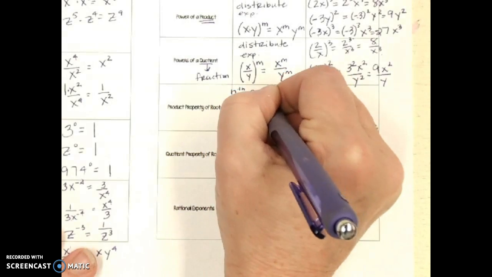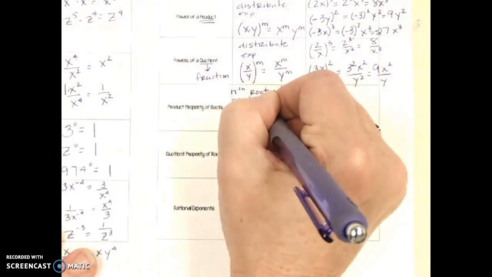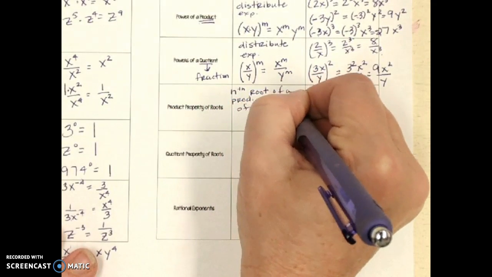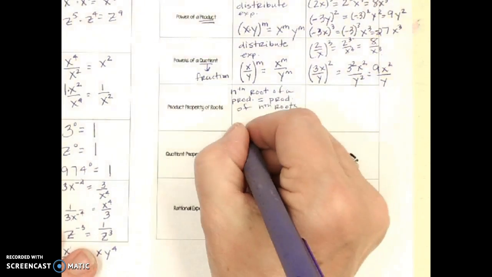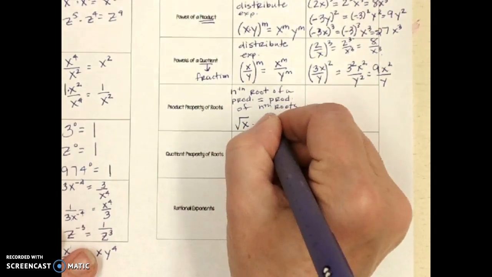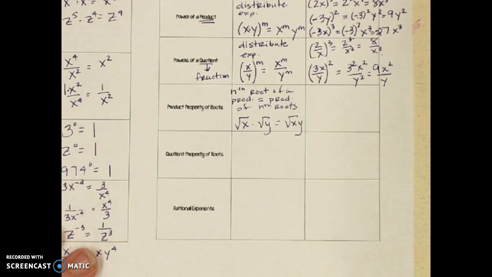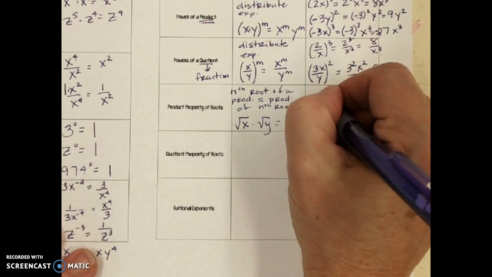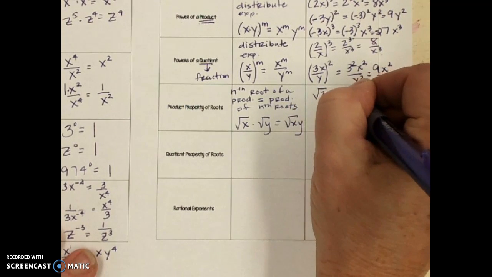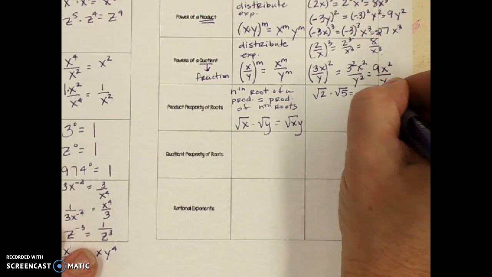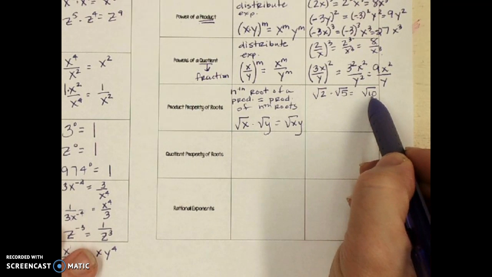is equal to the product of nth roots. And that looks really weird. And you're probably thinking, what in the world is she talking about? But all it means is this. If I have the square root of x times the square root of y, I have the square root of xy. I can put them together. So if I had the square root of 2 times the square root of 5, I would have the square root of 10. As long as the root out here is the same, then you can multiply them together.